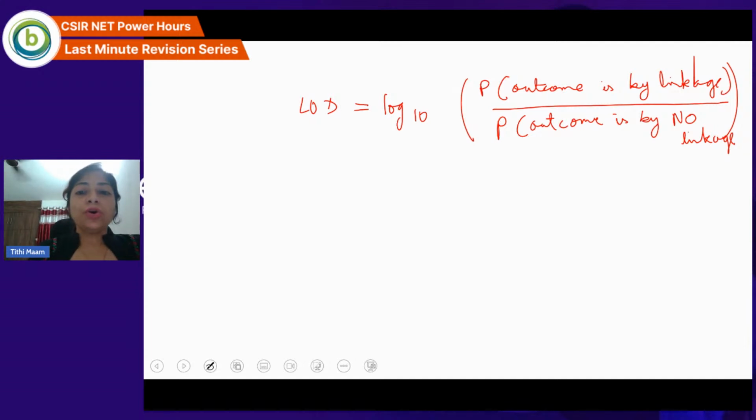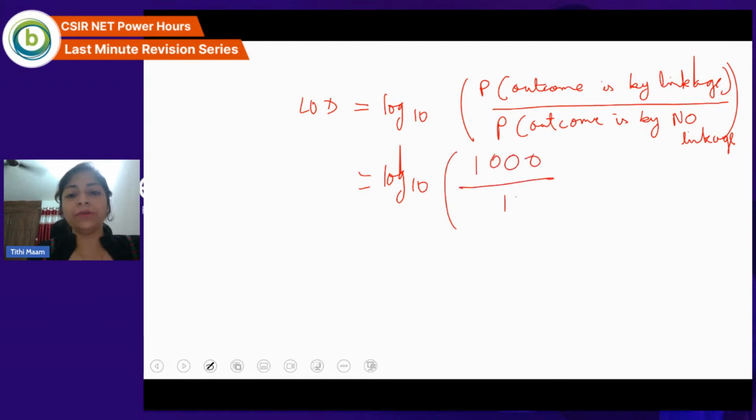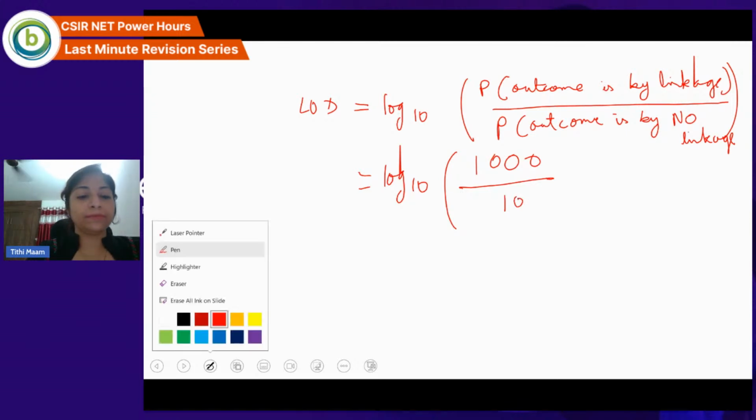Okay, so if we say that the chance that the outcome is by linkage is 1,000 times more likely than the outcome to be by no linkage, then what will it become? So log base 10. Here the numerator will become 1,000, and the denominator will become 1.